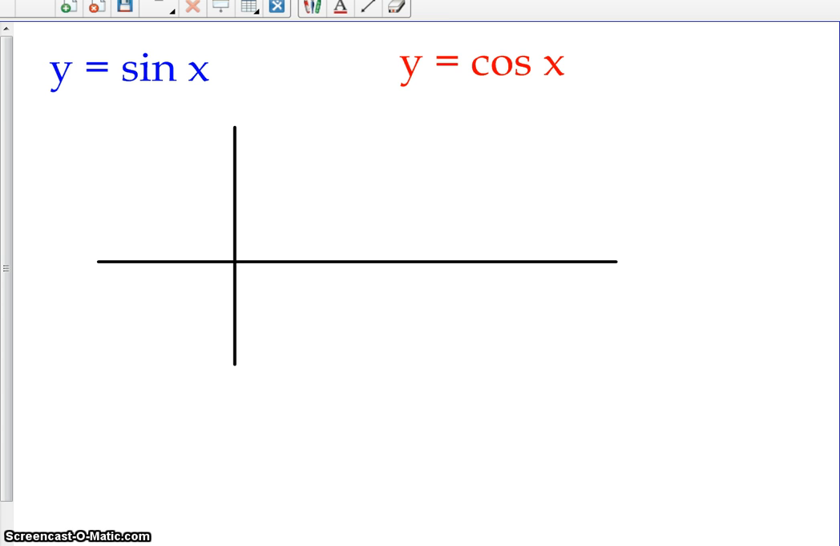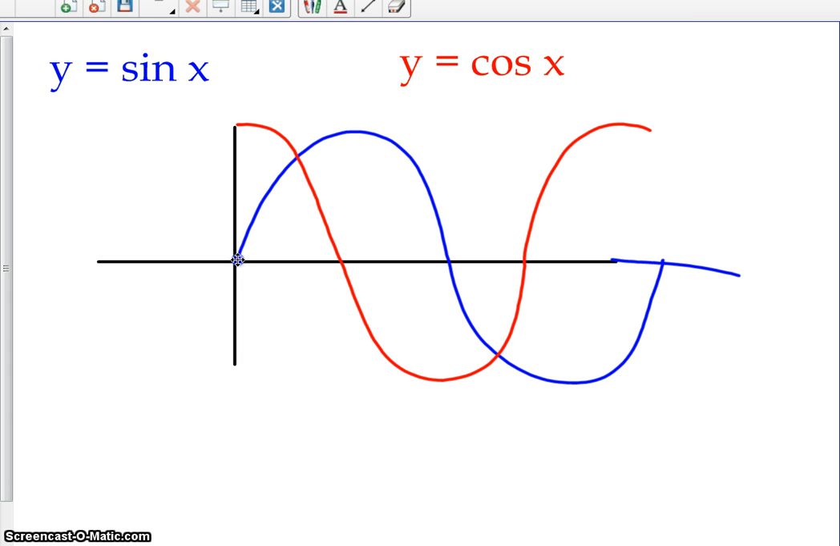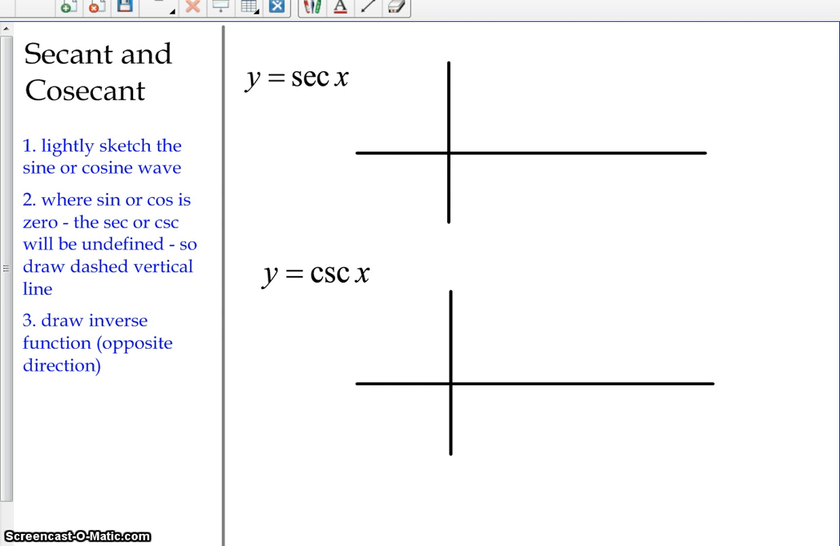So here we'll do sine in blue. There's our sine curve. Our cosine was in red. Our red would start here, come down, and come back to the highest. You just have to know how the curve of sine and cosine works. So what we actually do here is a nice little process.